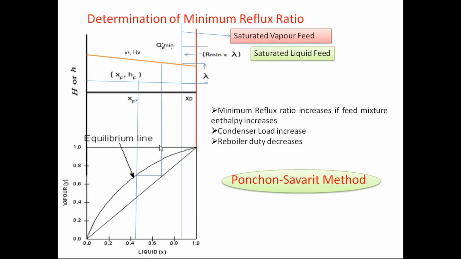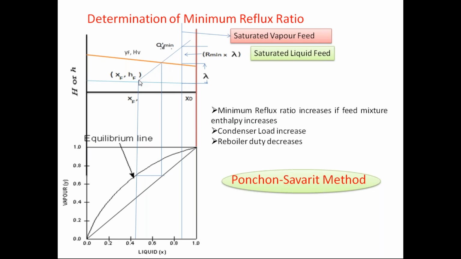You can call it yF, because you have to draw one pinch point. Pinch point means the xF should be in equilibrium with the yF value. Such a yF value you can find out. Then you can just find out by joining these two. You can draw a line, and that line is called a pinch line.